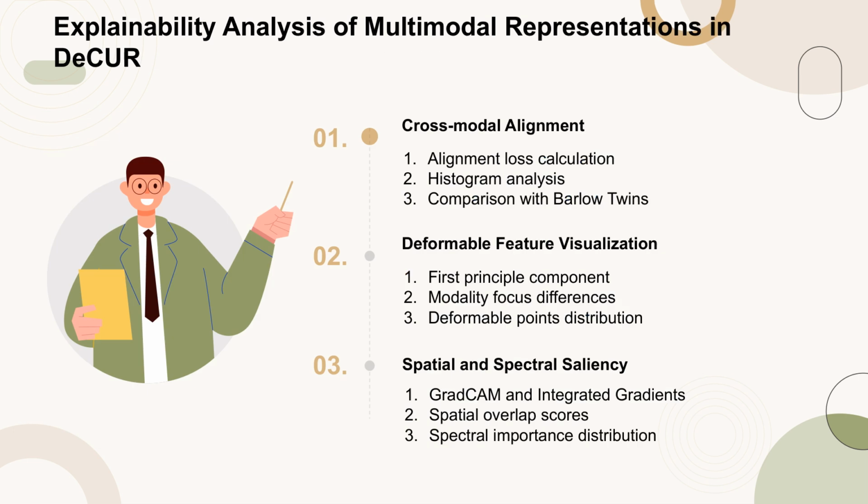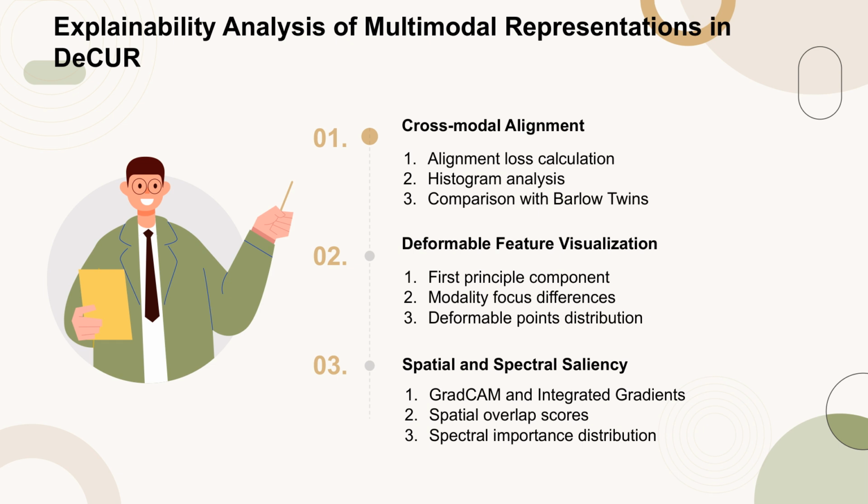The explainability analysis of multimodal representations in DeCUR involves several key aspects. Firstly, cross-modal alignment is examined by calculating the alignment loss for each embedding dimension and comparing the results with Barlow Twins. Secondly, deformable feature visualization highlights how different modalities focus on various aspects of the scene, such as ignoring clouds in optical images and focusing on them in SAR images. Lastly, spatial and spectral saliency statistics are analyzed using GradCAM and integrated gradients, revealing the overlap and importance distribution of different bands.